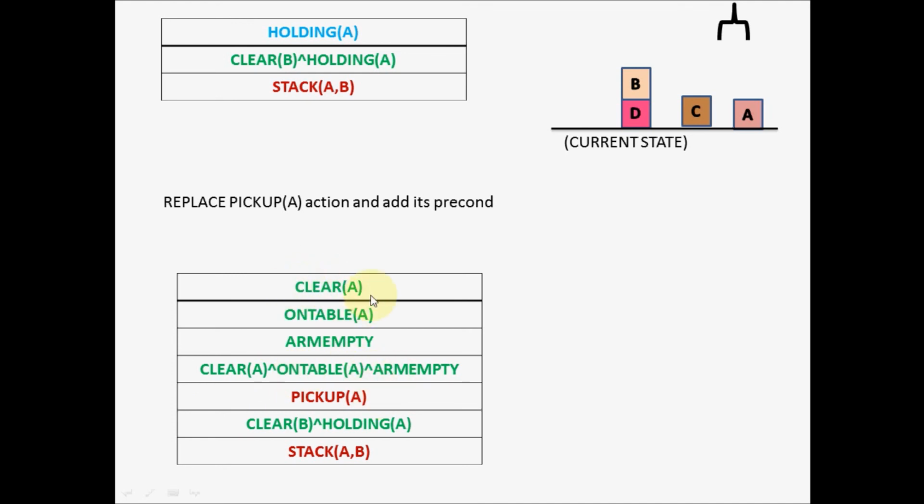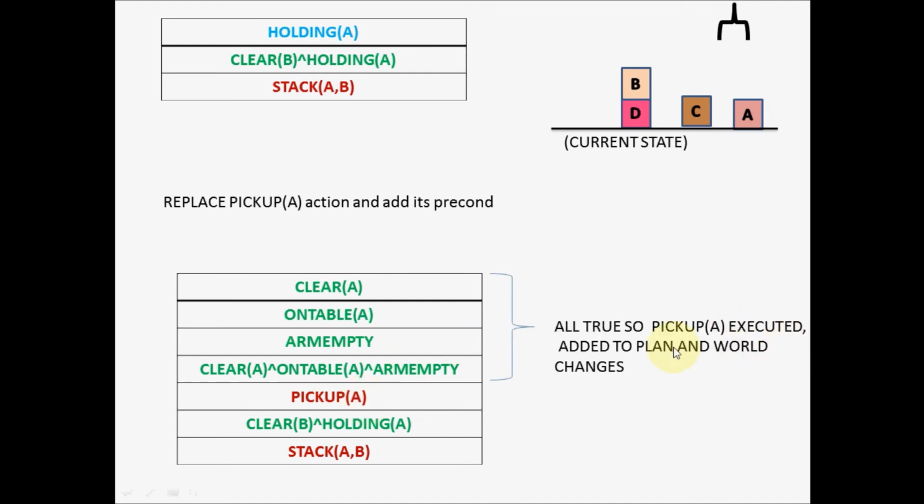Now see the topmost element of the stack, it's a predicate. Compare it. Is A clear? Yes, A is clear. So this can be removed. Is A on table? Yes, A is directly on table. So this second thing is also true. Is arm empty? Yes, arm is empty. So this is also true. That means all the predicates are true, so this also is true. That means all this can be removed and the pick up action can now be executed.